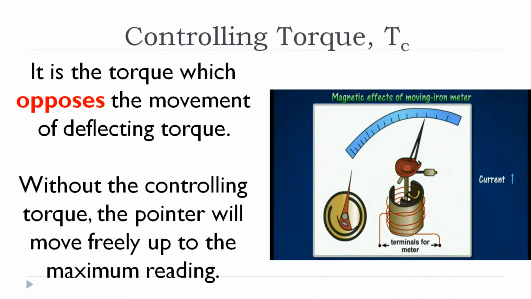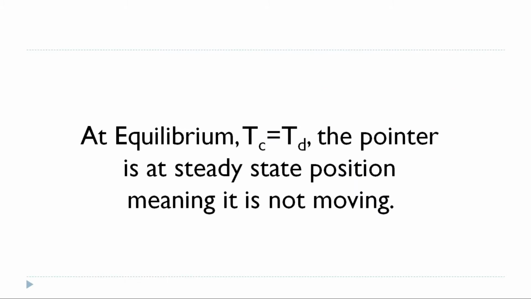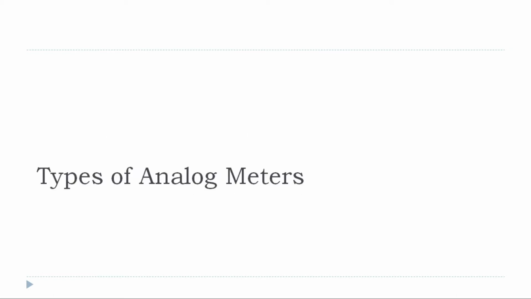Okay? So at equilibrium, pag hindi na gumagalaw yung pointer or at steady state na siya, ibig sabihin na-achieve niya na yung mini-measure niya talaga. Equal yung dalawang yon, yung controlling torque and yung deflecting torque. Okay? So next, discuss natin yung three types of analog meters na ginagamit in today's industry.